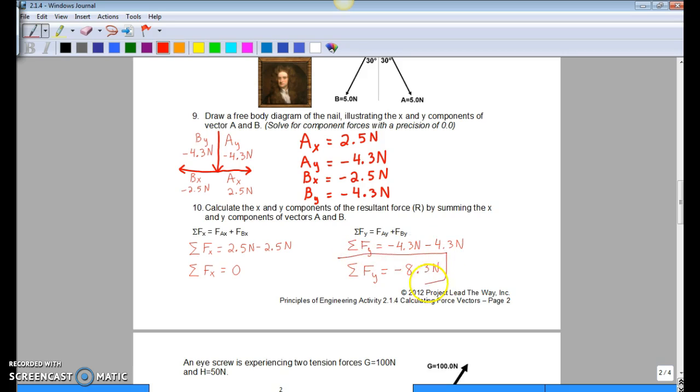So I would again box that answer, just so that I am clear as a teacher when I look at these. I want to be able to quickly look and find what is your final answer. And if it's not right, then I can start looking at your work. But that's 9 and 10, calculate x and y components.